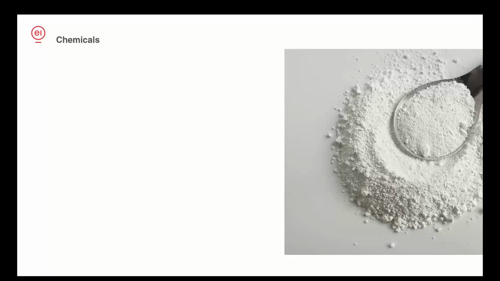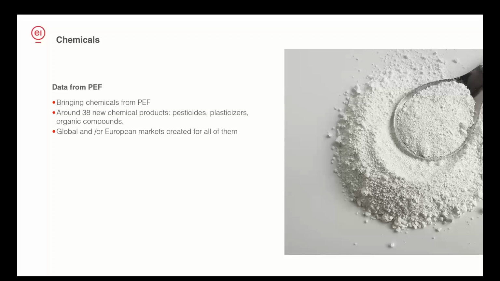And let's move to the next sector, which is the chemical sector. With version 3.9, we're bringing new data to the chemical sector. First, we are bringing to the database the data we have created in the framework of the PEF data creation project I was mentioning in the beginning as an introduction of this webinar. We have added 38 new products to the database that cover pesticides, herbicides, fungicides, insecticides, plasticizers, and organic compounds. Of course, the corresponding global market, and when appropriate, the corresponding European markets have been created for those.